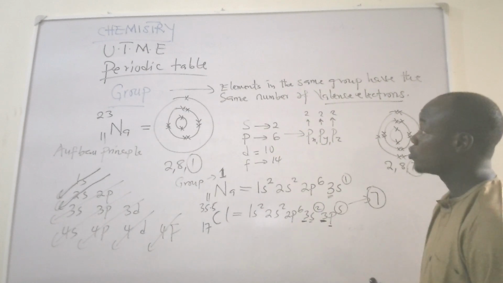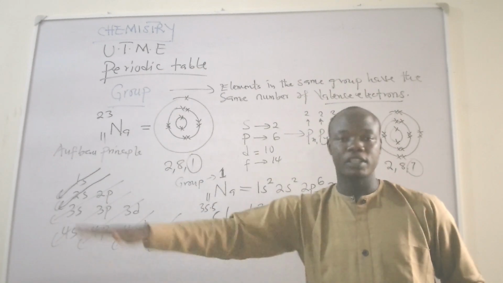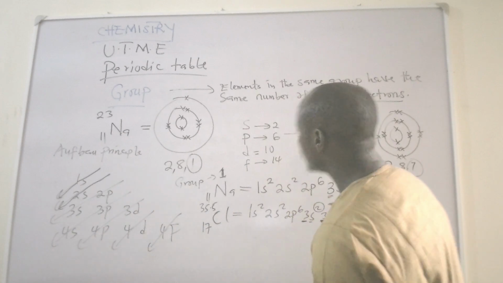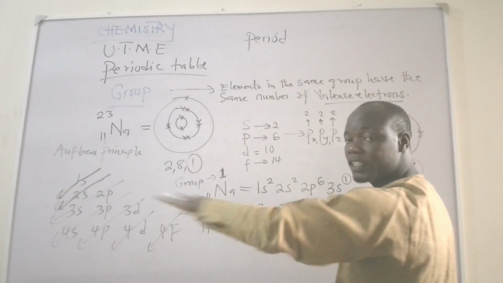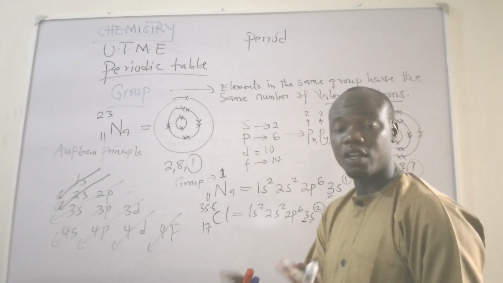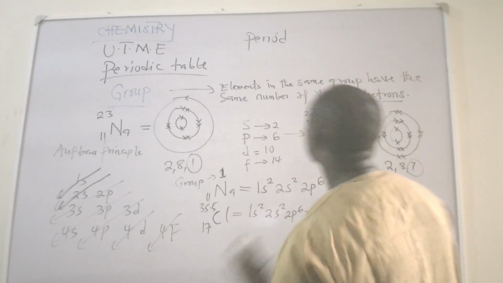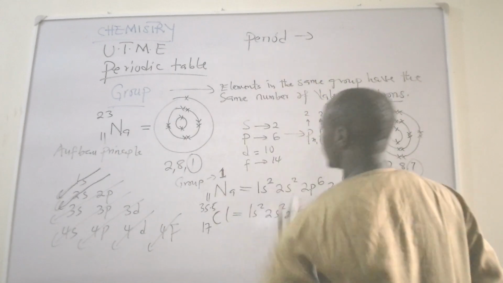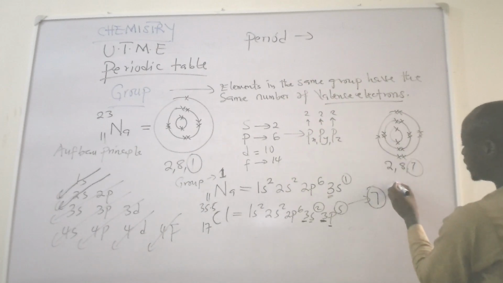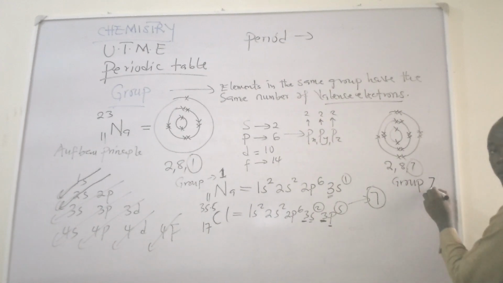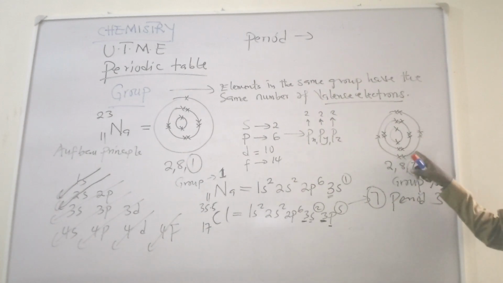The next thing after the group is the period. So what is a period? A period is the horizontal arrangement of elements. Elements in the same period have the same number of shells. Let's look at chlorine: how many shells does it have? 1, 2, 3. So chlorine, as we said, is in group 7, and at the same time it is in period 3 because it has only three shells.